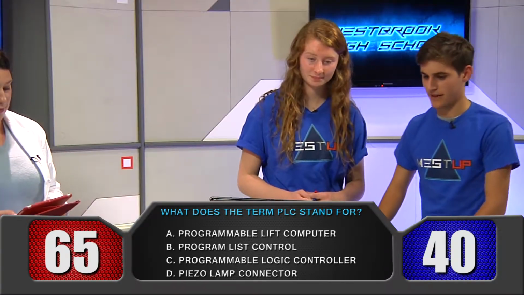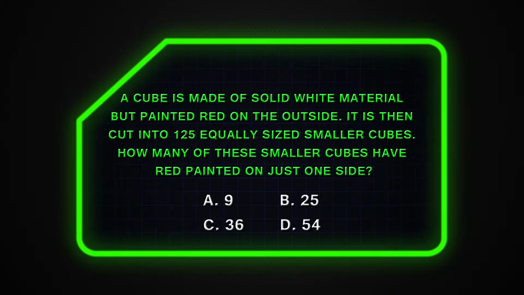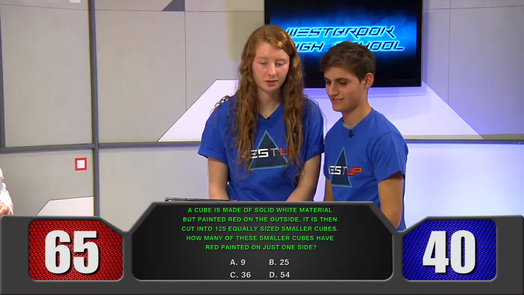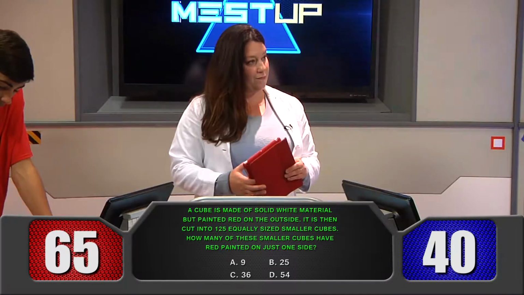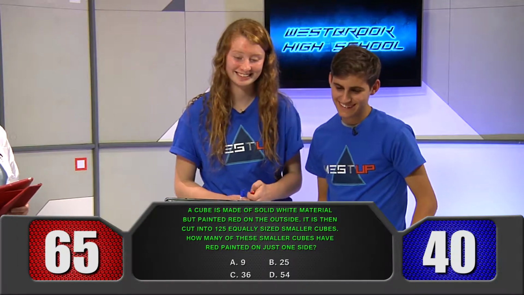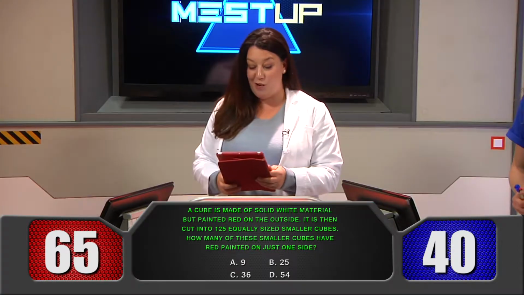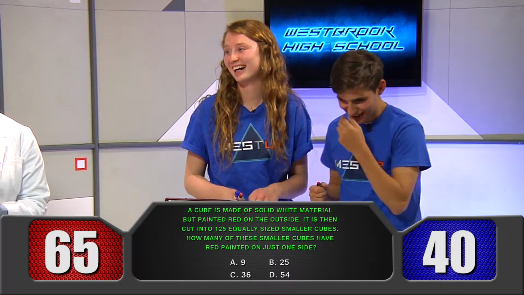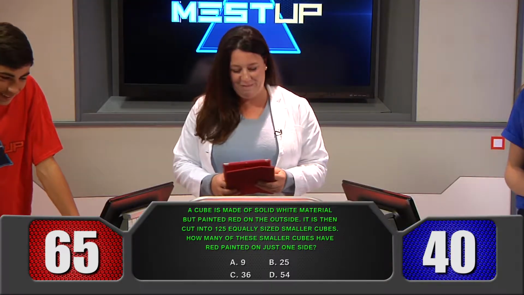All right. Math 25. A cube is made of solid white material but painted red on the outside. It is then cut into 125 equally sized smaller cubes. How many of these smaller cubes have red painted on just one side? Blue team, B, 25. Incorrect. 83. Incorrect. The correct answer. There is no E option, but the correct answer is D, 54.